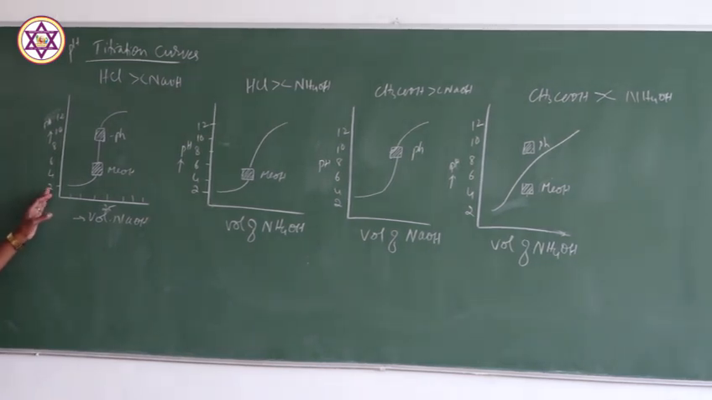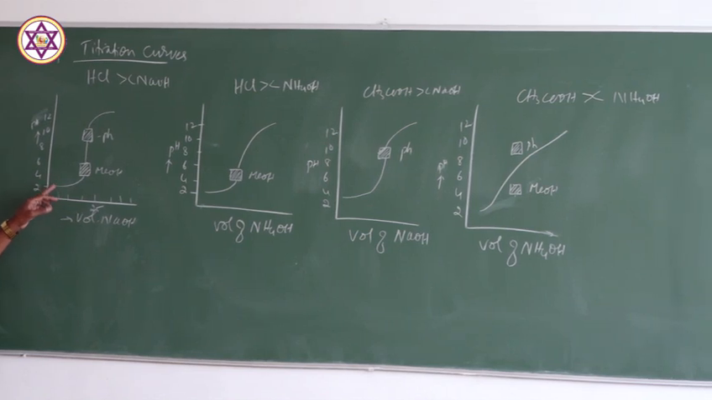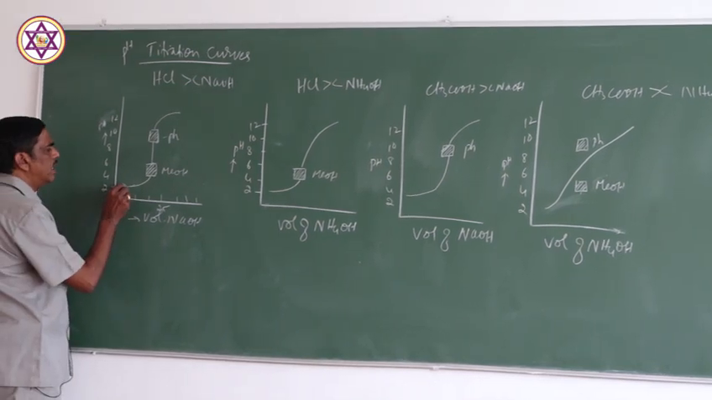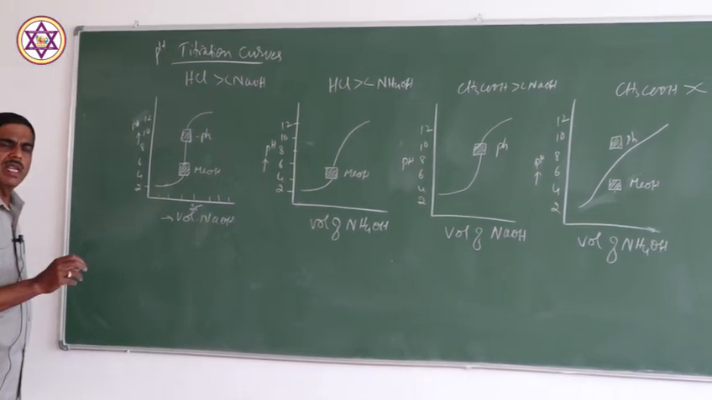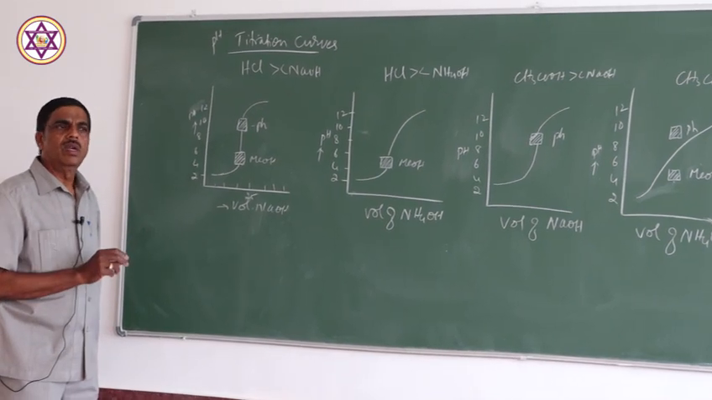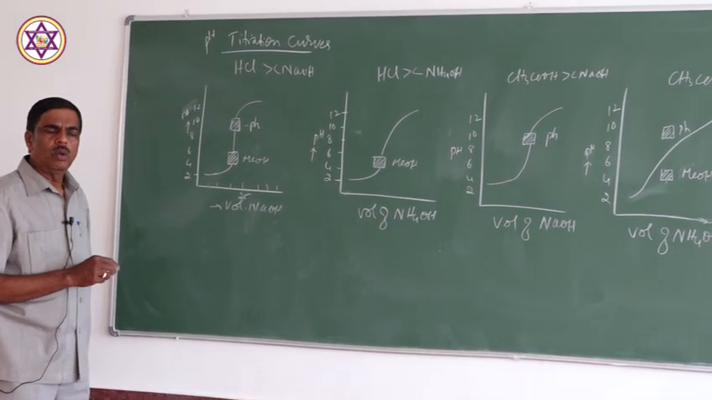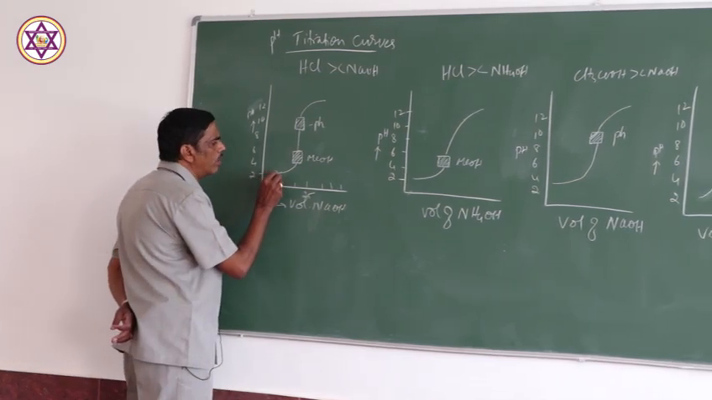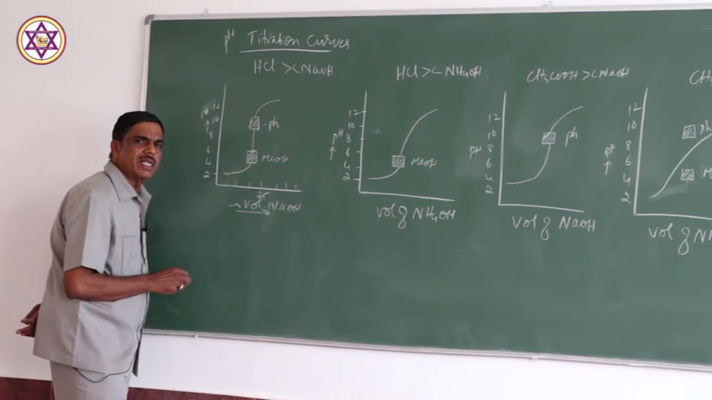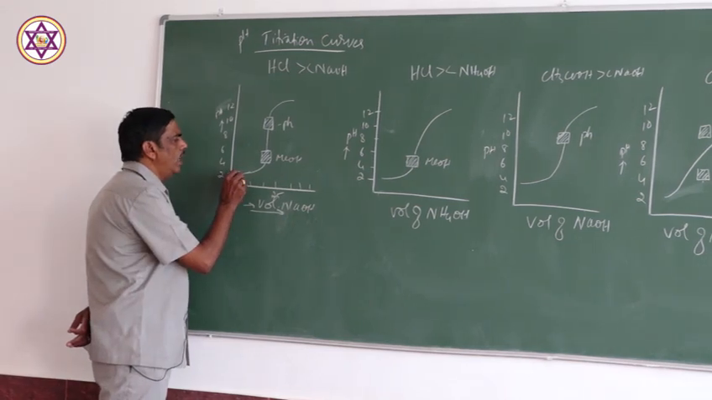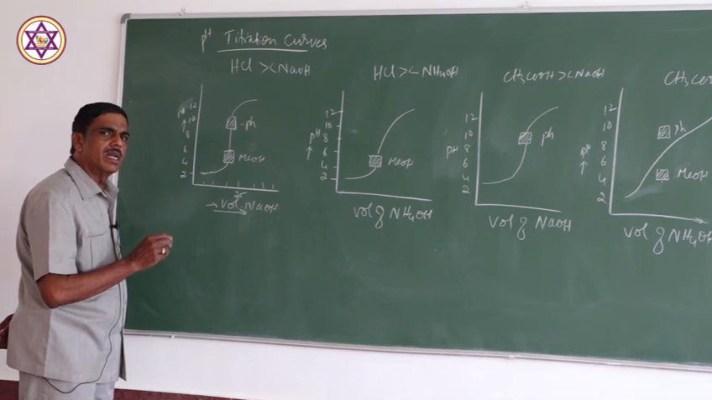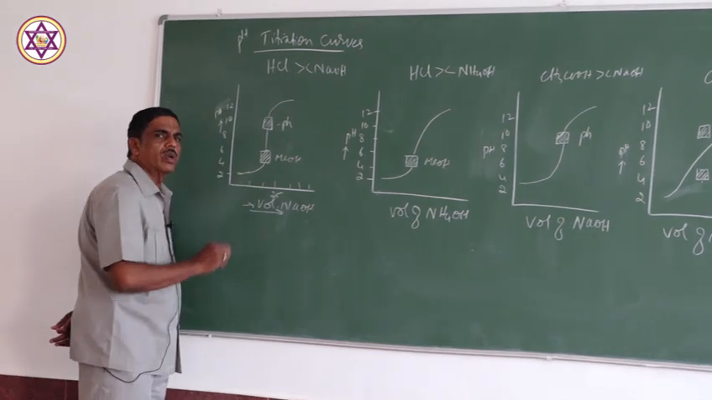Now, if you go on titrating HCl with sodium hydroxide, pH slowly changes in the beginning because HCl is a strong acid. It has a very low pH, around 2, when you take 25 cc of dilute HCl. If you go on adding sodium hydroxide, in the beginning the pH changes slowly because the solution still remains acidic.